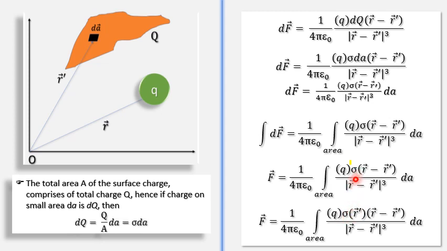No other difference. Okay, so let us move to the third possibility where charge may be distributed in some volume.